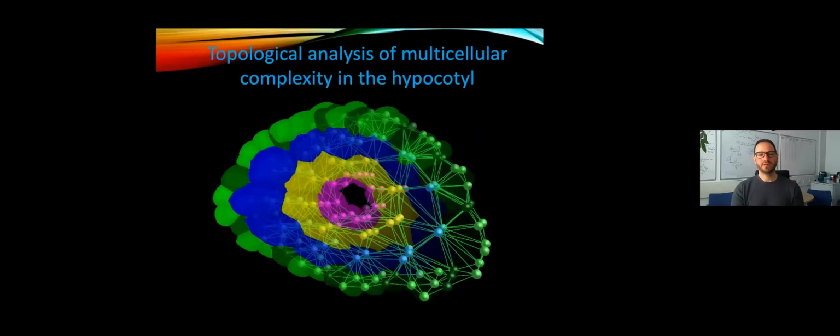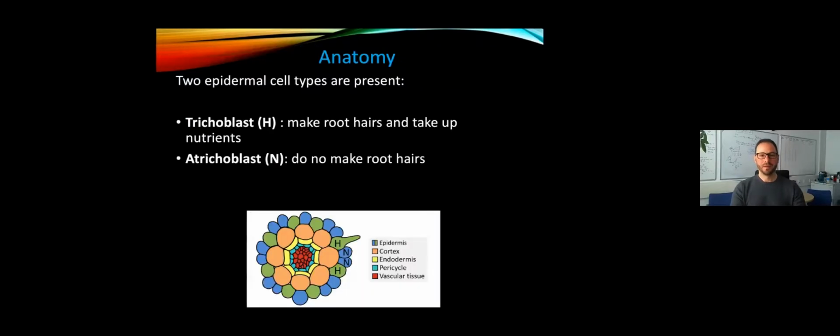So we did this using the Arabidopsis hypocotyl as our test case. In the case of the hypocotyl and then the root, there are two different epidermal cell types present. You have the trichoblast epidermal cell type, and the atrichoblast. The trichoblast cells are cells that make root hairs and they take up nutrients. The atrichoblast cells do not make root hairs. So trichoblasts make root hairs, and here you can see them indicated in green.